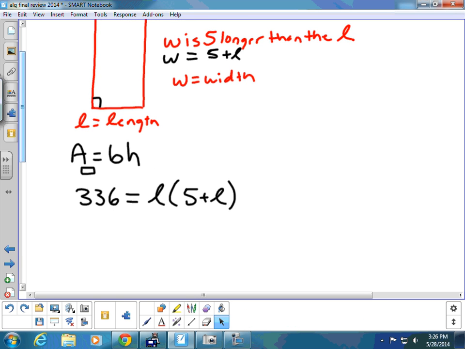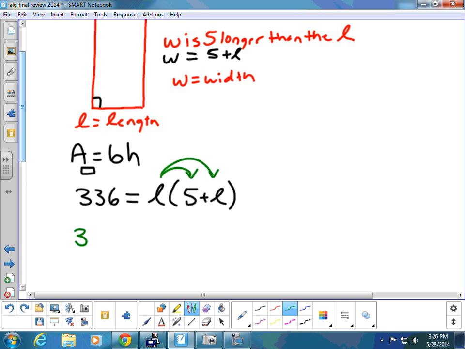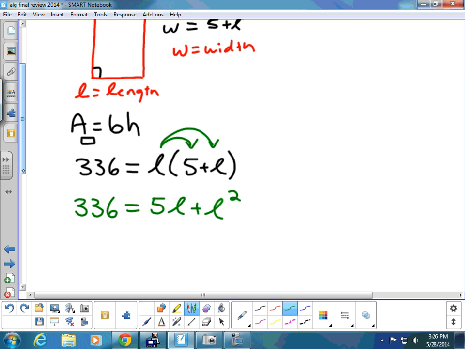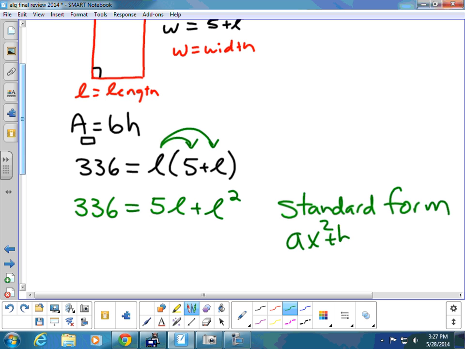Now, your job is to use 9th grade math on this, which means you need to distribute the L. This is one way to do it. So this is going to be 5L with the coefficient in front, plus L squared. Okay, you now have a quadratic. As soon as you see a quadratic, you need to ask, how do I solve a quadratic? Well, standard form. What's that? Ax squared plus bx plus c equals 0. This allows us to factor it and/or use the quadratic formula.